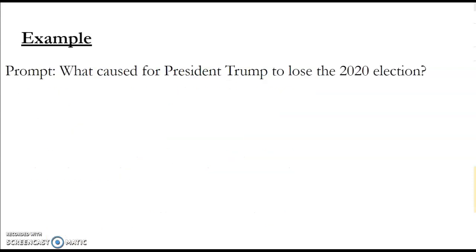So we're going to do an example. Let's say that the prompt was, what caused President Trump to lose the 2020 election?